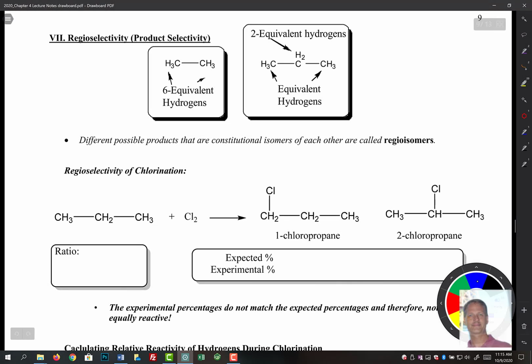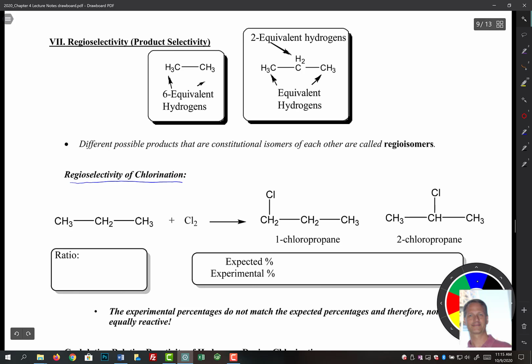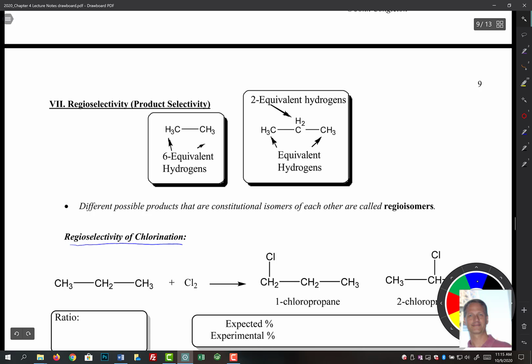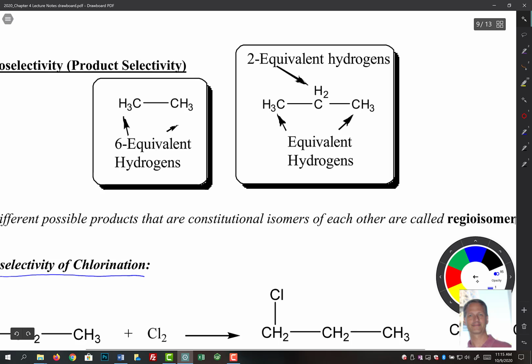to take a closer look at this new topic called regioselectivity. And first we're going to look at regioselectivity of chlorination. But first let's talk about equivalent positions in hydrogens. So I want to take a look at these two structures up here at the top. So how do we determine equivalent hydrogens?